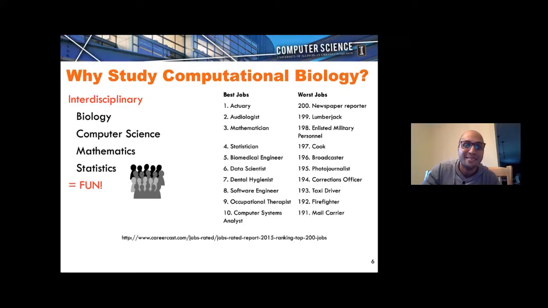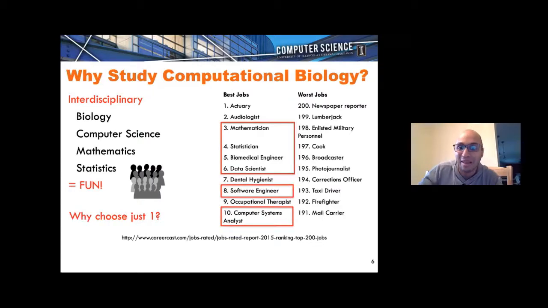And yeah, I always show this in class. This is a bit of a dated ranking. It shows you a ranking of jobs in terms of how much employees appreciate their job, best jobs to worst jobs. And when you look at the top 10, there are about 6 jobs in here that are all related to computational biology. So it's pretty cool. It's interdisciplinary. You get to do many different things.